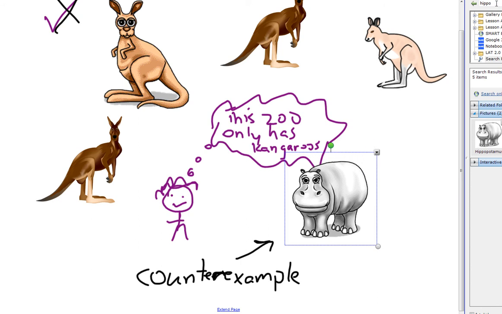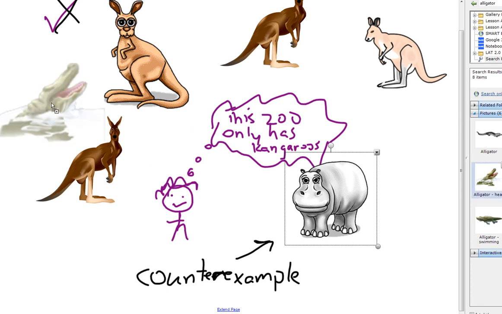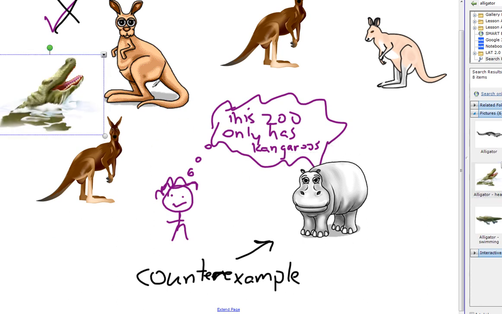Do we need to know that they also have, I don't know, an alligator? I mean, we could see that. That would also be a counterexample. So how many counterexamples do we need? We just need one, though. All we needed was this very first hippo to see that his conjecture was not true.